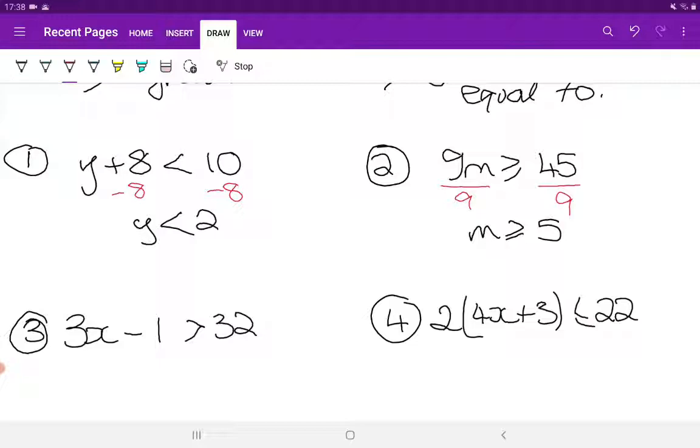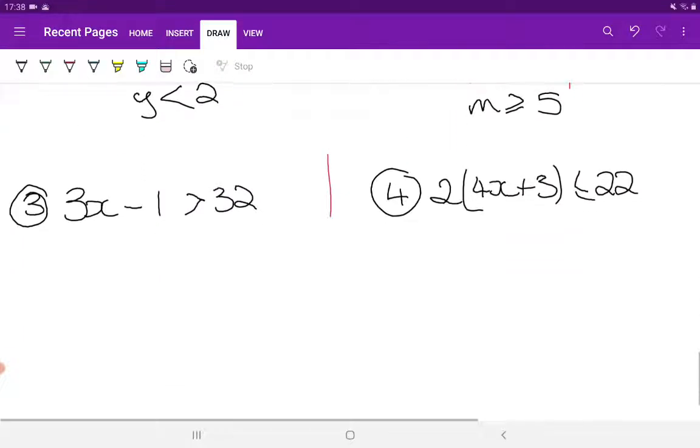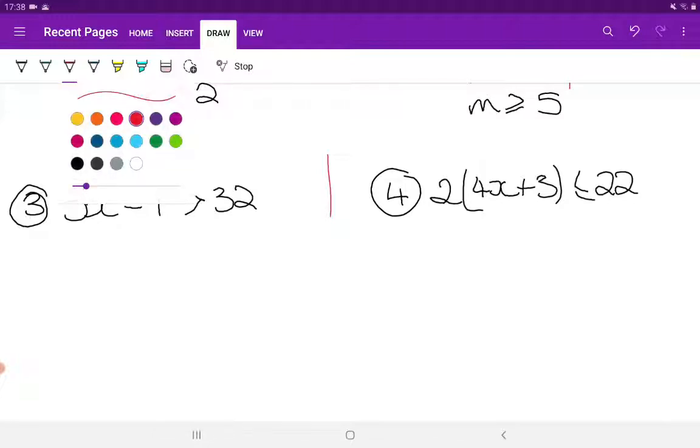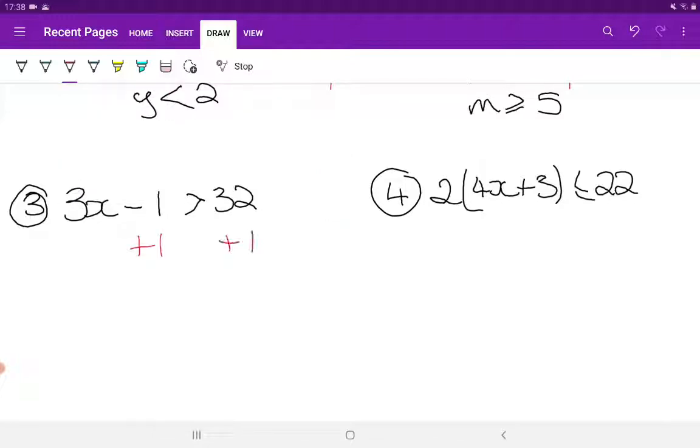Here, we've got 2 steps with this next one. Okay, so add the 1 first of all to both sides. So we get 3x and we get 33, but we've got a greater than symbol rather than equals. And then from there, 3x, we do the opposite. We divide by 3 rather than that times by 3. And that's going to leave me with x and 11. And again, we keep that greater than symbol rather than changing it to an equals.